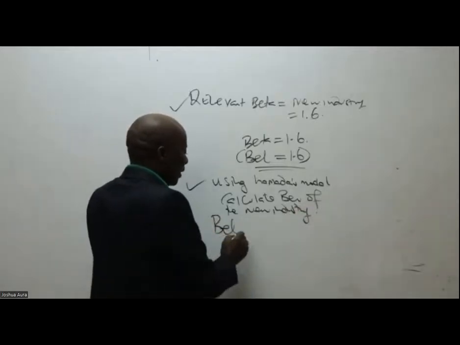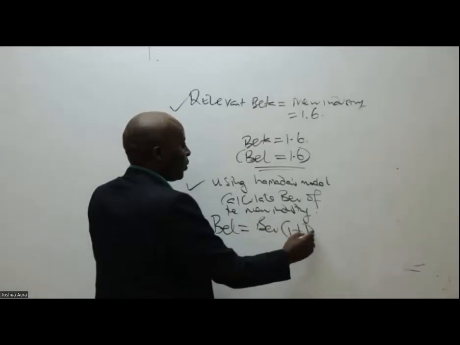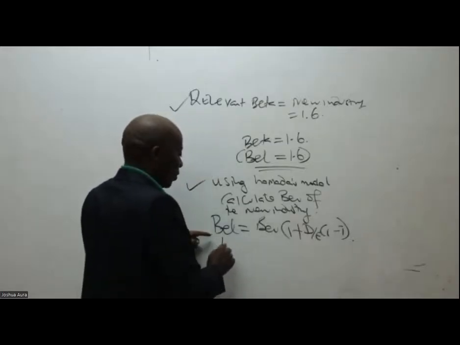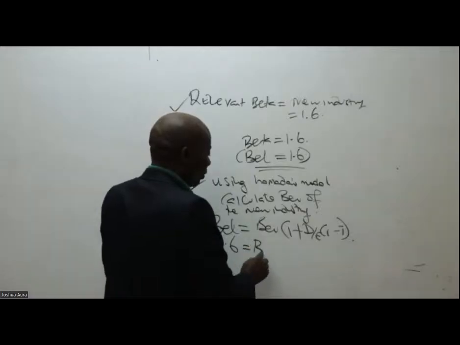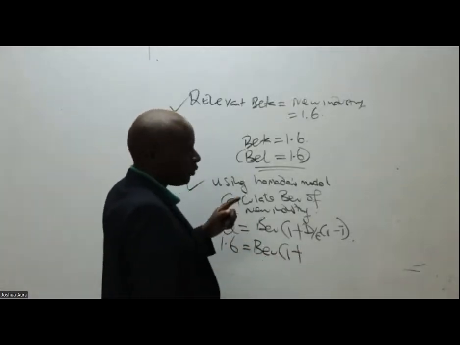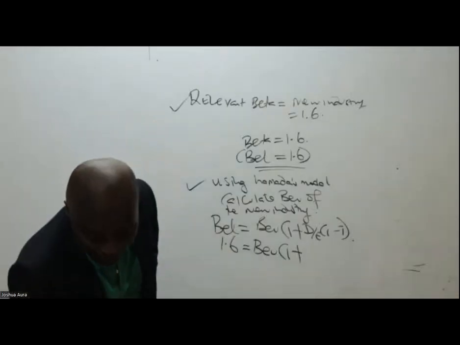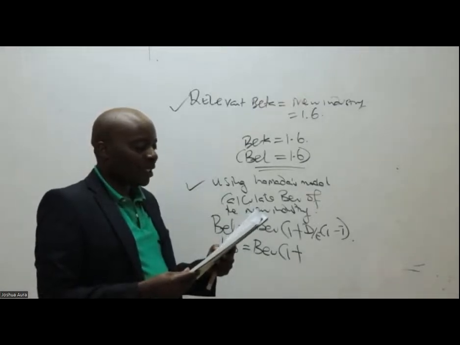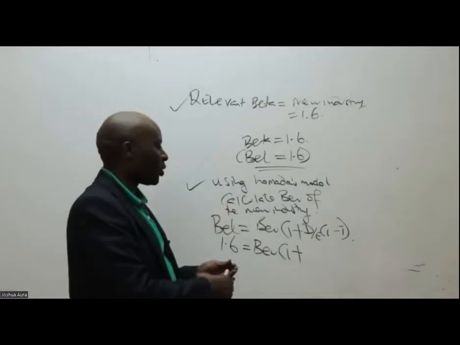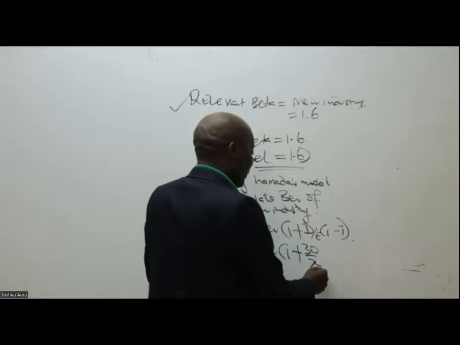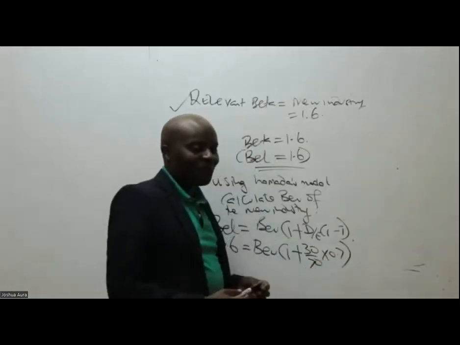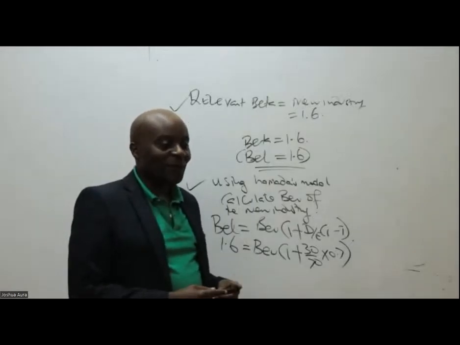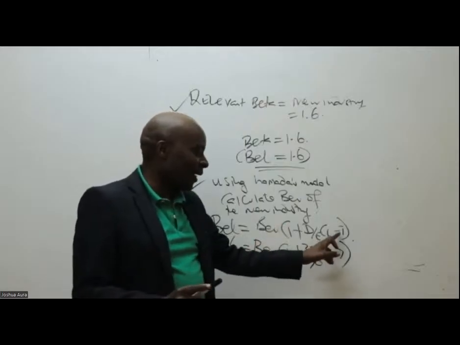So Hamada, we know it's BEL equals BEU into 1 plus debt over equity into 1 minus tax. So BEL has been given as 1.6 equals BEU, which we don't know, into 1 plus debt over equity. Has the examiner given me debt over equity of the new industry? The electronics industry has debt 30%, equity 70%. So 30 over 70 into 1 minus tax, which is 30%.